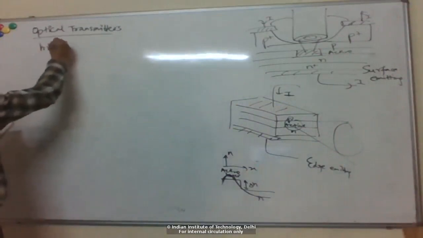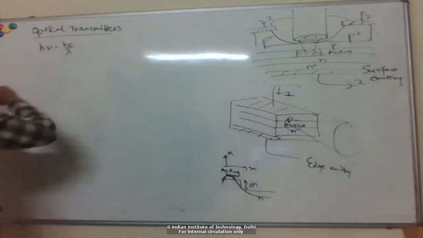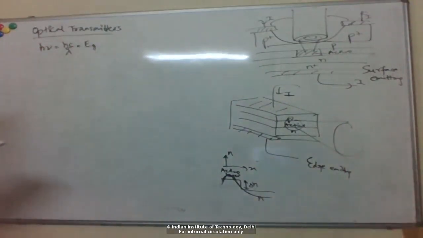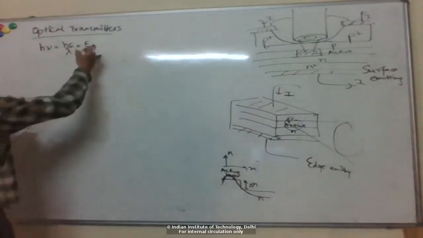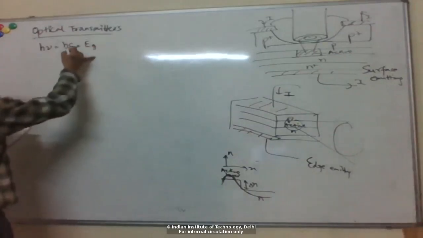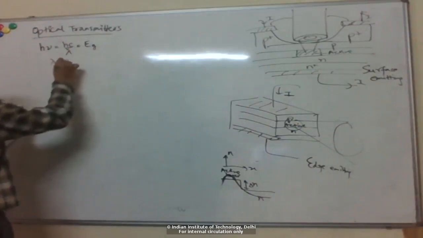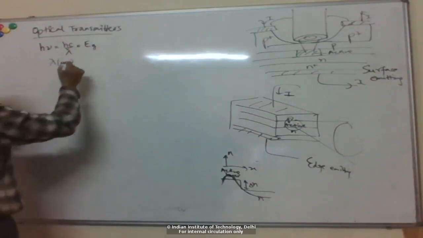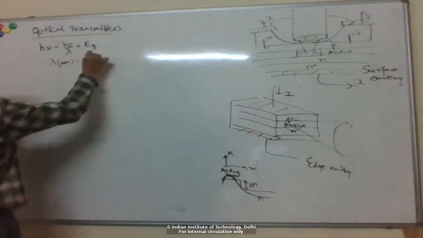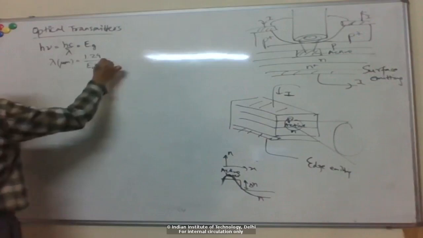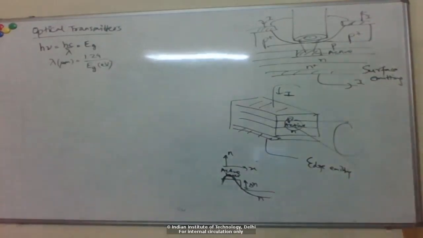Basically, h nu, or the photon energy, or I can write it in terms of wavelength, hc by lambda, is the band gap, right? So if I write Eg in electron volts, and h and c are constants, you know that the wavelength of emission in micron I can just write as 1.24 divided by the band gap in electron volt.